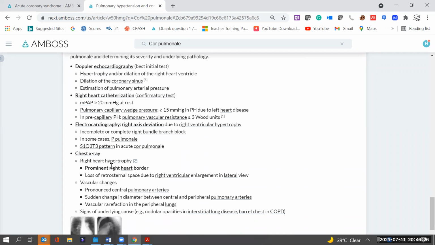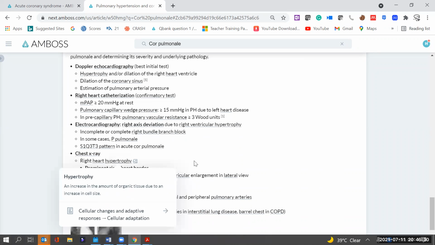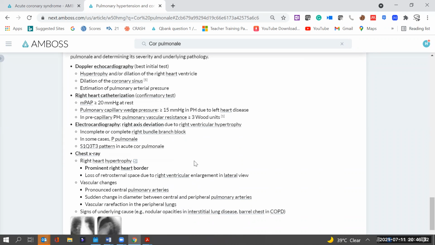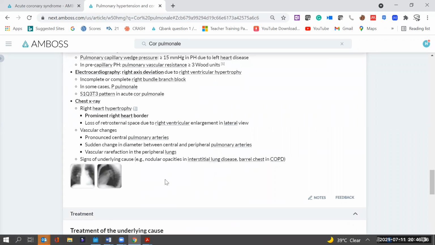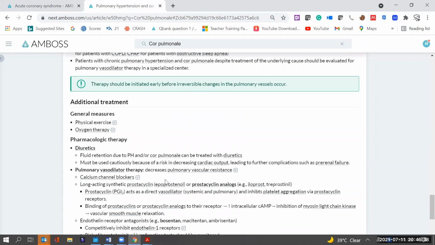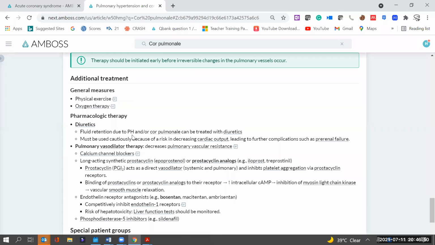Chest X-ray is not the best initial or the most accurate test, but you can always see right heart hypertrophy in the chest X-ray. For the treatment point of view, we have to go for general measures. Say, for example, if the patient has low oxygen saturation, we can give oxygen therapy, and ask for physical exercise. And for diuretics, if there is fluid retention due to pulmonary hypertension, we have to remove this fluid, so we can give diuretics in that case.